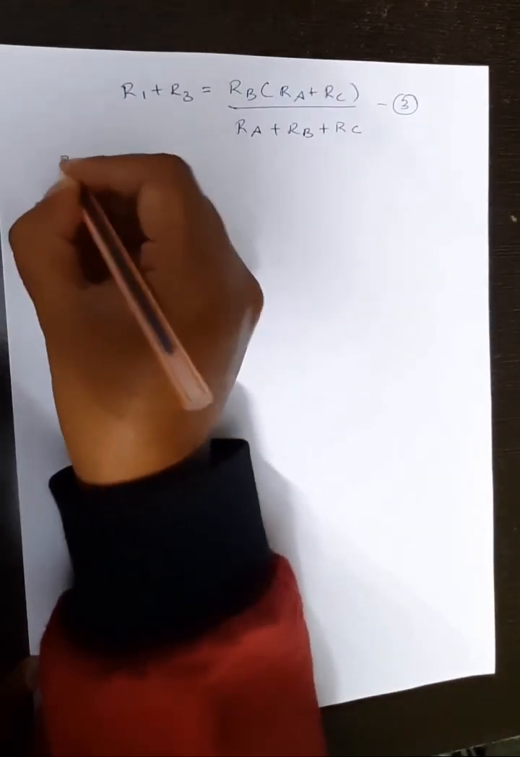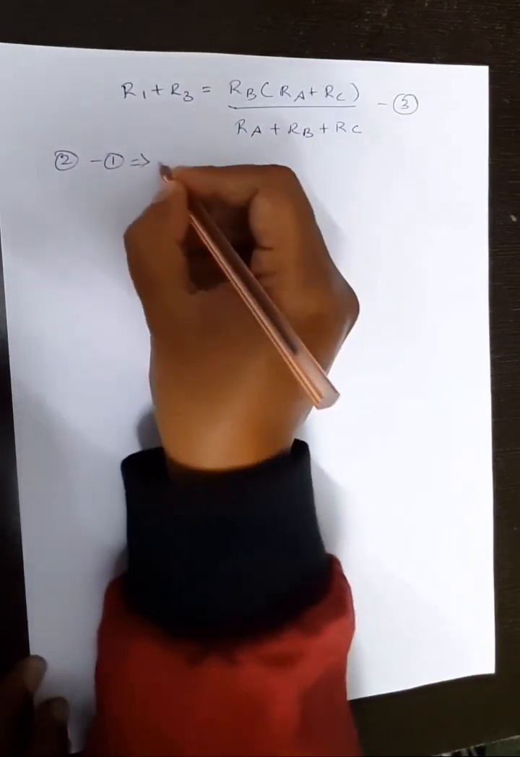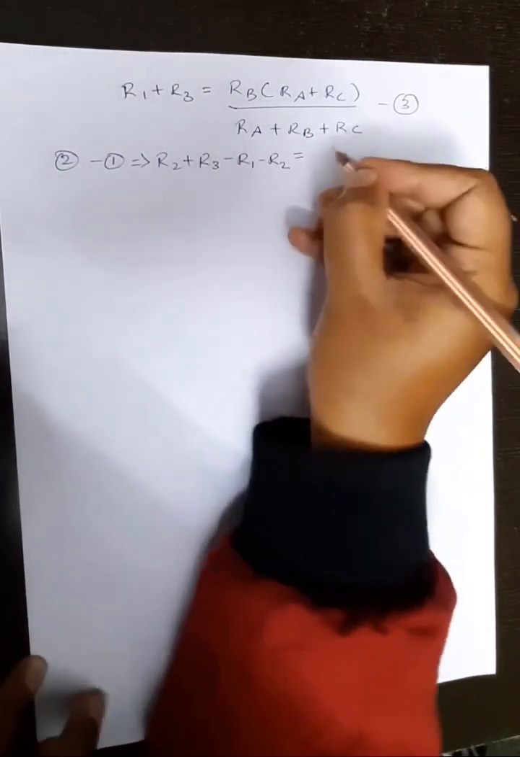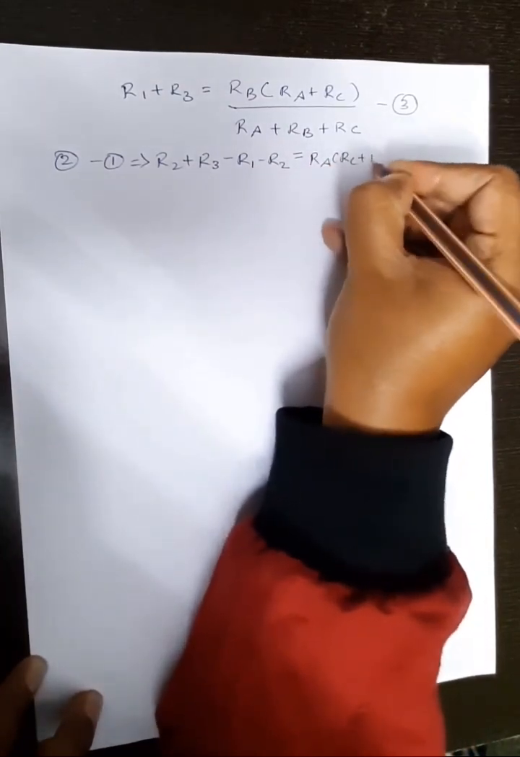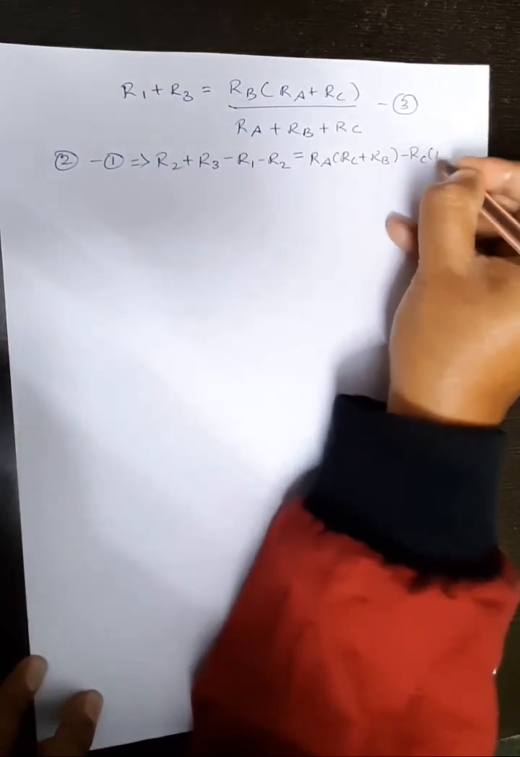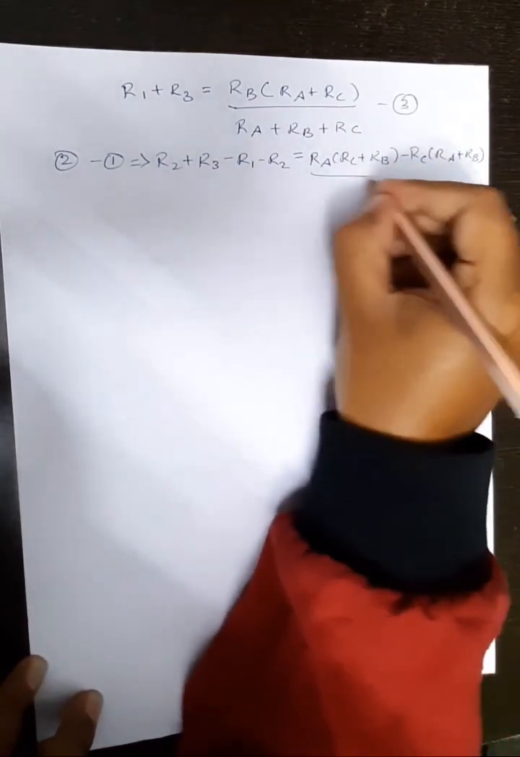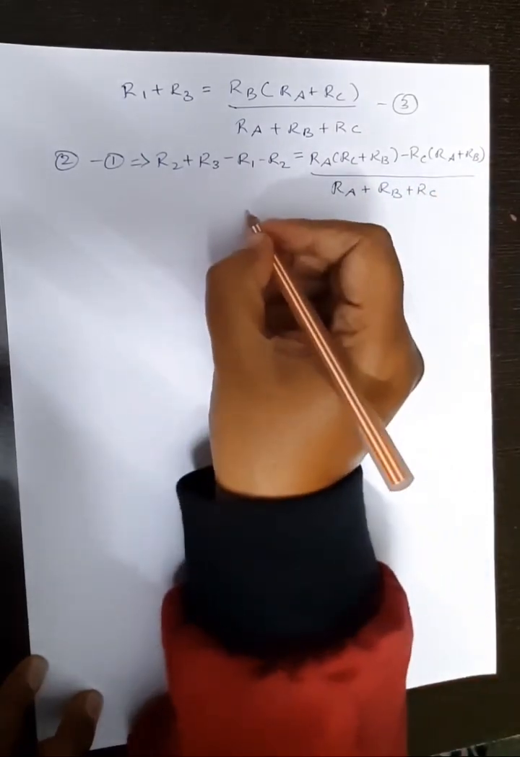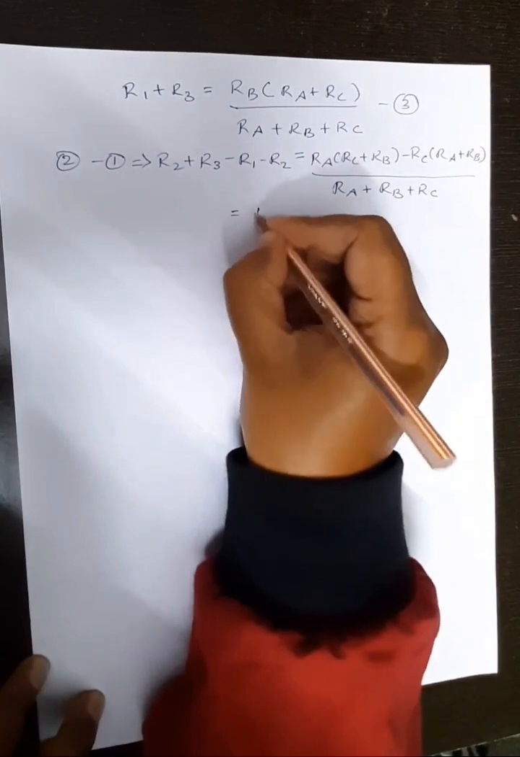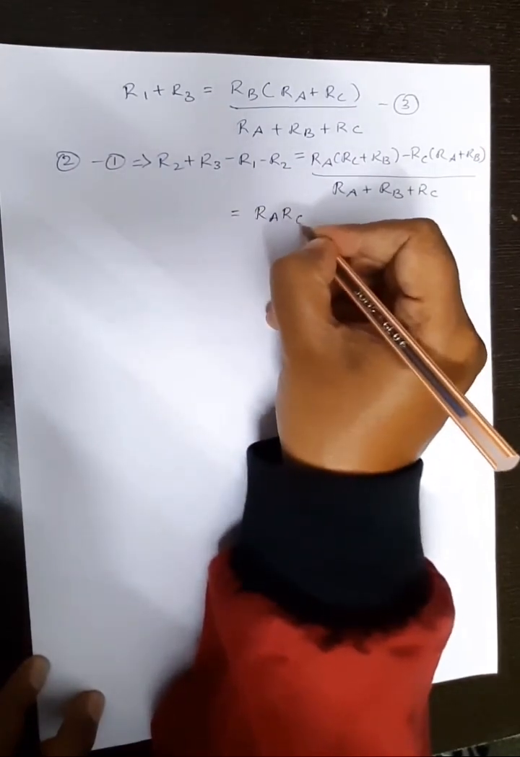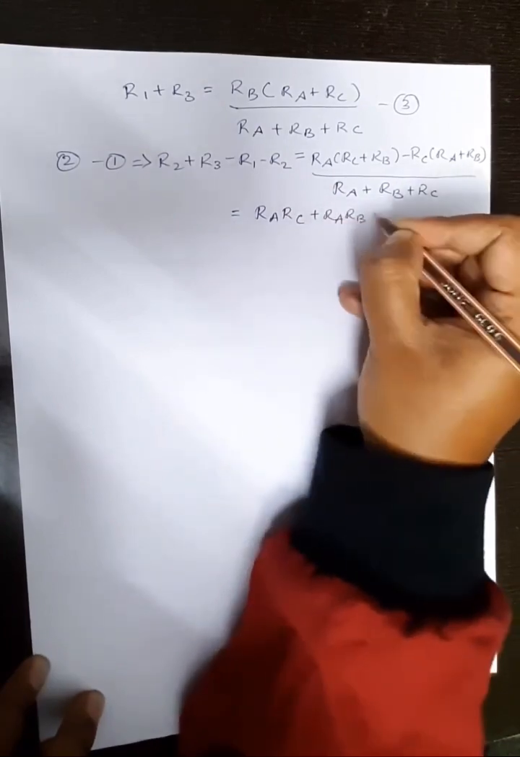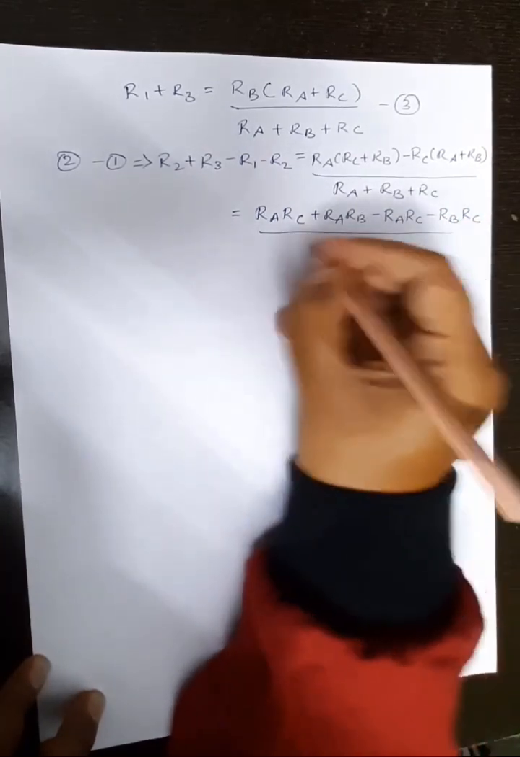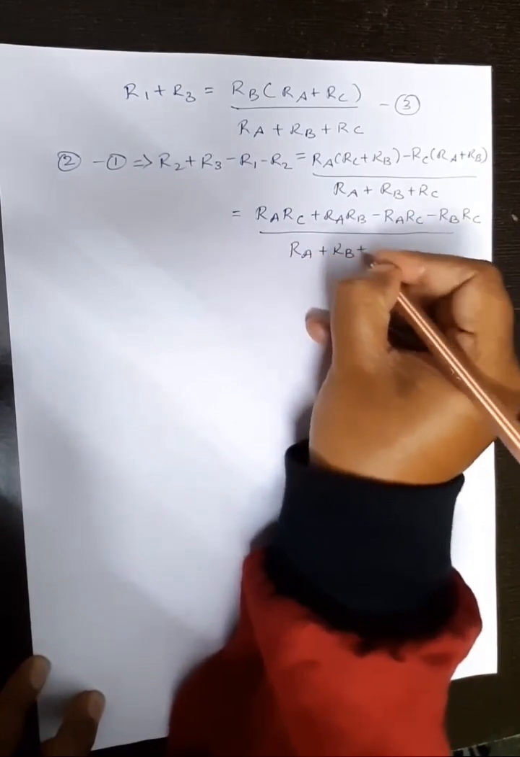Now equation 2 minus equation 1 becomes R2 plus R3 minus R1 minus R2 which is equal to RA into RC plus RB minus RC into RA plus RB whole divided by RA plus RB plus RC, which is equal to RA, remove the brackets, RA into RC plus RA into RB minus RA into RC minus RB into RC whole divided by RA plus RB plus RC.